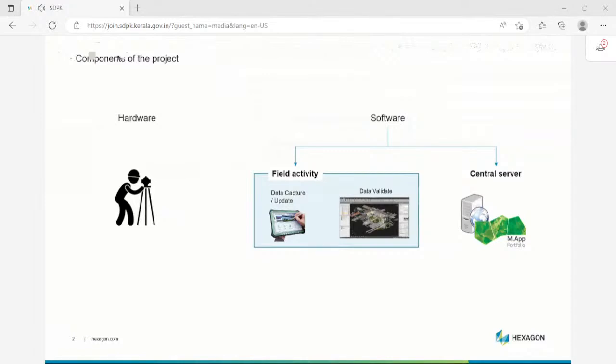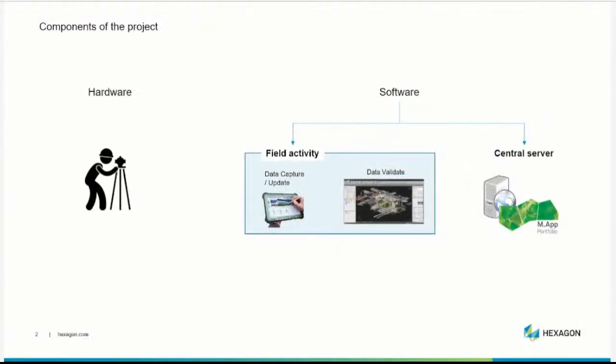One is the hardware component, the other one is the software. Hardware is what is given to you under the brand name of Leica, which you will see. We have instruments like the GS18 GNSS receivers, and then we also have a total station, which you will be using in the field. In the software, there are three components.